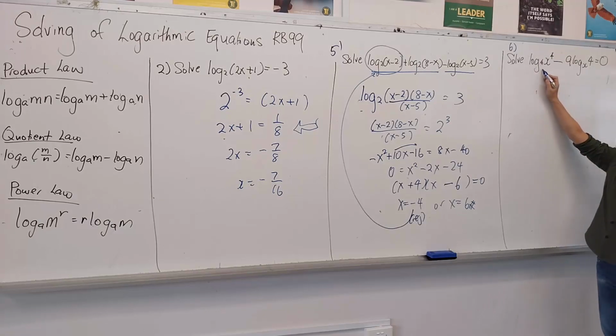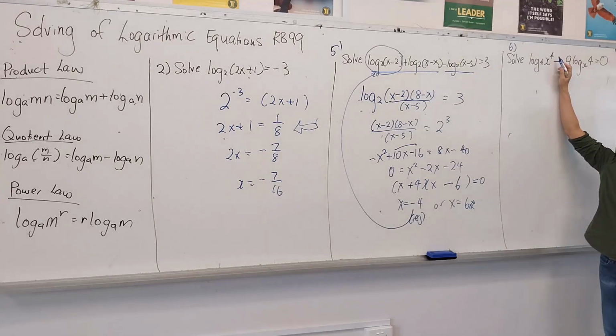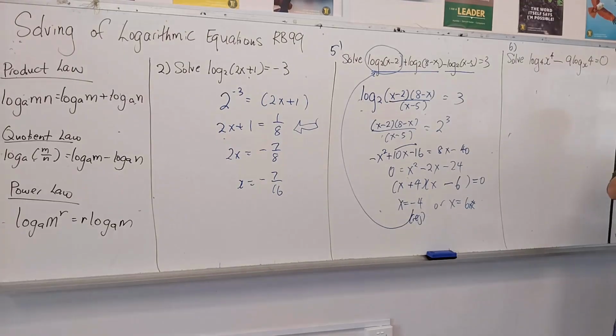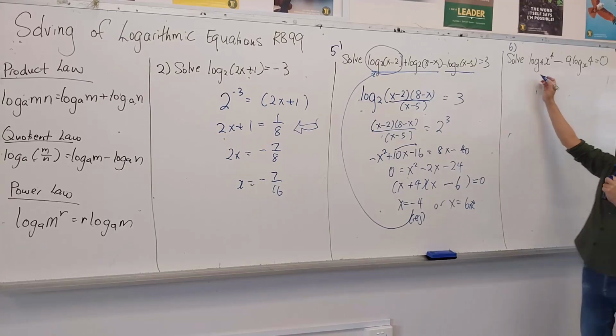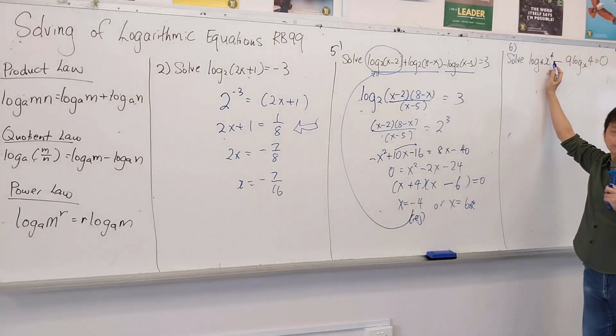So for this question, you have a different base and you have a power law here. So what happens is you need to apply the power law and the changing of base. And that will cover everything already, right? Okay, so let's try to apply the power law first. So what do we do with the 4 here?